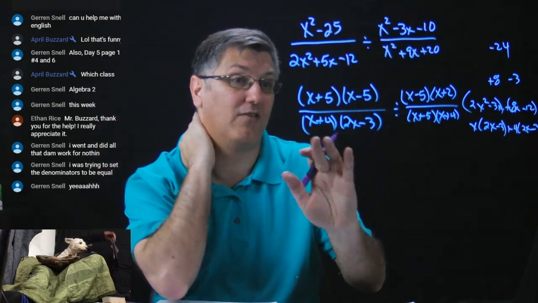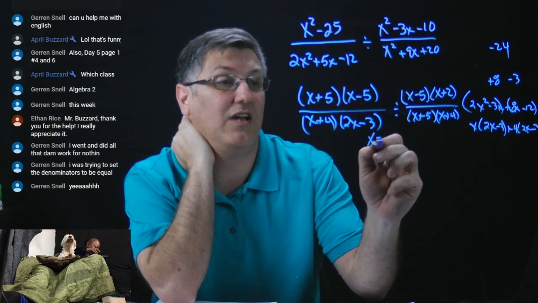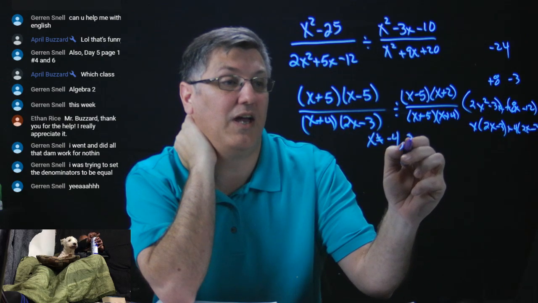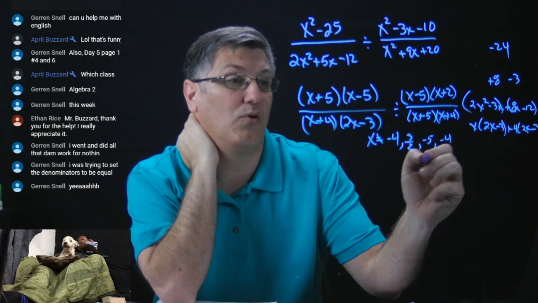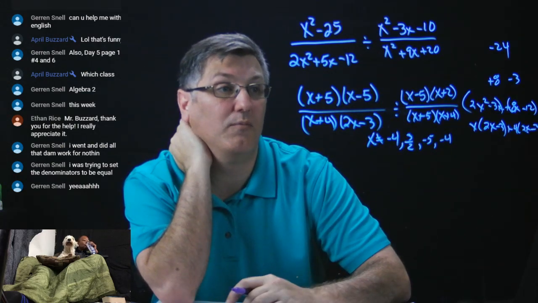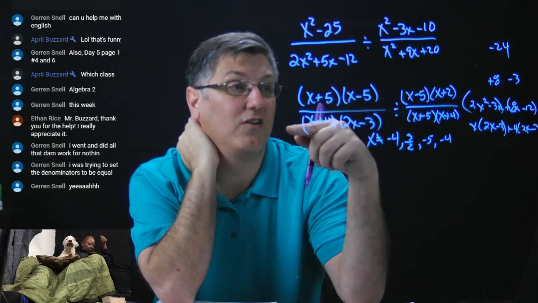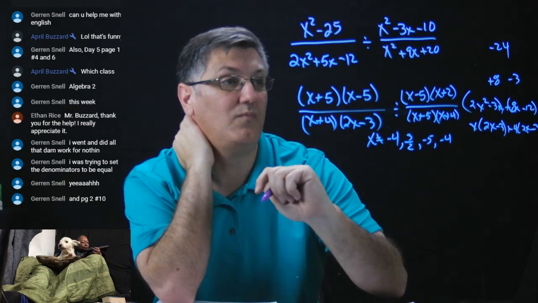Now, right off the bat, let's note, what numbers can x not be? I know x cannot be negative 4. This is going to be 3 halves. This is going to be negative 5. And this is going to be negative 4. All right, let's look up and down to see if we can simplify before we do keep, flip, change, or keep, change, flip. X plus 5, there's nothing here that simplifies, nothing here that simplifies. That's perfectly fine. All right.